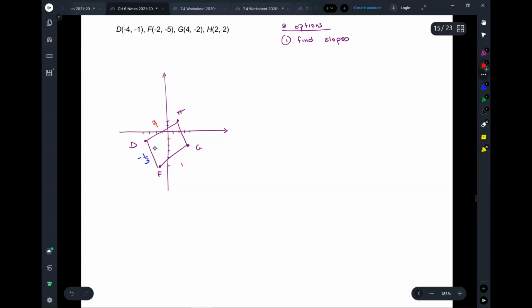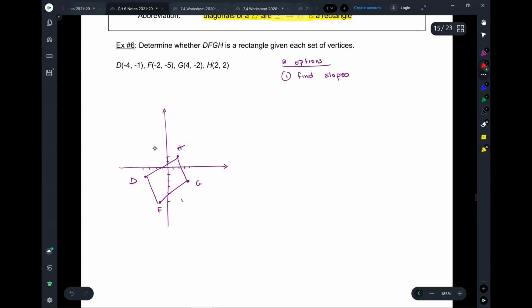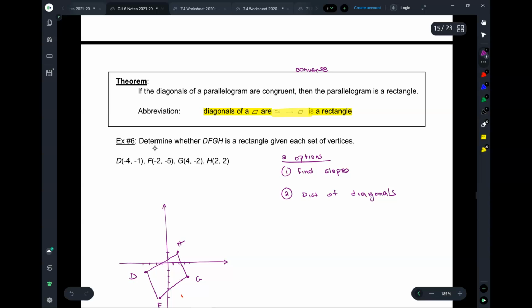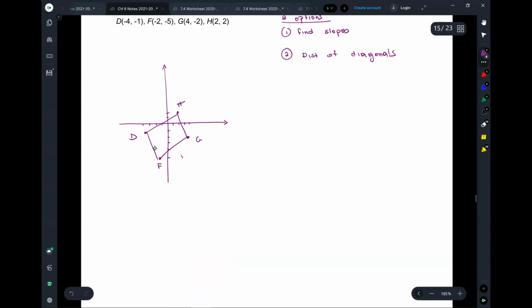You have to do the distance formula. It's not that bad. And in fact, that's what I'm going to do right now because we all need practice with the distance formula. You have to find the distance of the diagonals. And if the diagonals are congruent, then it means that it's a rectangle. Since we just did this theorem, let's do the length of the diagonals.